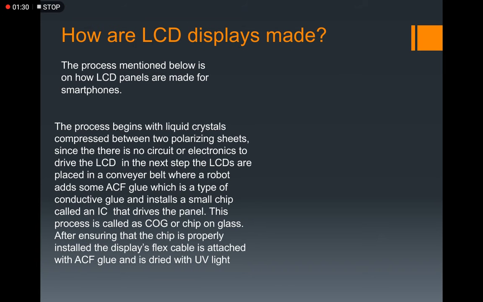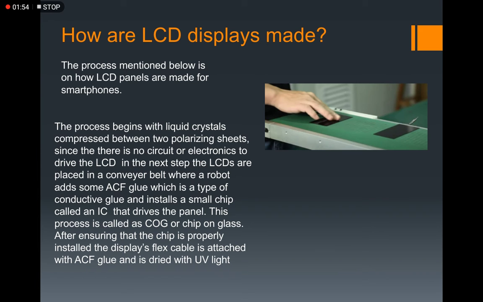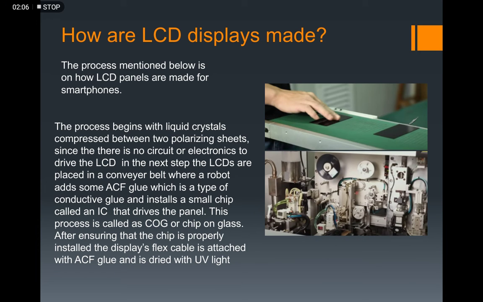Now let us understand how LCD displays are made. The process mentioned below is on how LCD panels are made for smartphones in particular. The process begins with liquid crystals compressed between two polarizing sheets. Since there is no circuit or electronics to drive the LCD, in the next step, the LCDs are placed on a conveyor belt where a robot adds some ACF glue, which is a type of conductive glue, and installs a small chip that drives the panel. This process is called COG, or chip on glass.